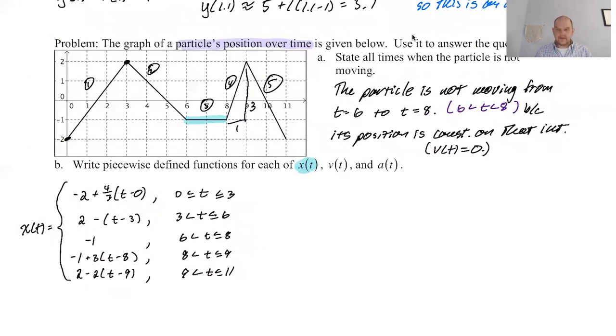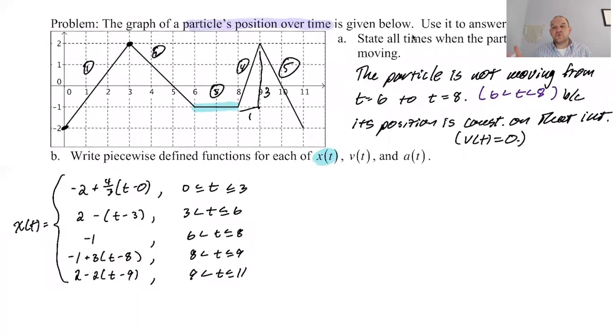So now I need to find v of t. I can do this two ways. I could just look at my function for x of t and find the derivative of each and every branch, which is actually, I think, what I'm going to do. Or I could go back to the graph and just look at the slopes of the line segments.